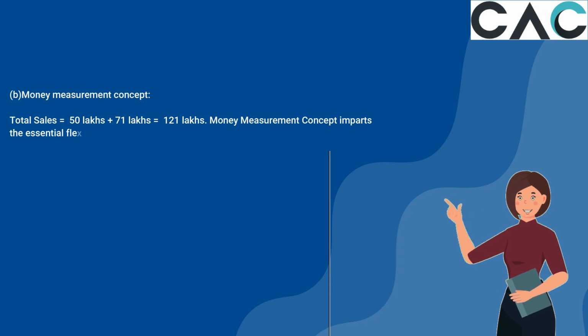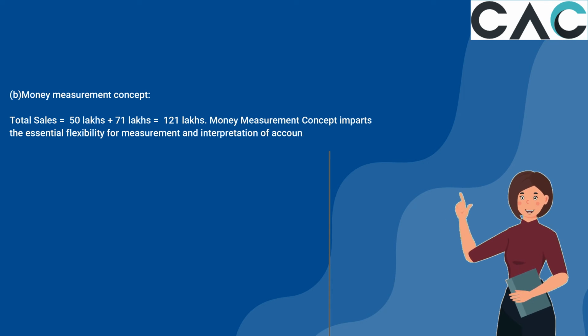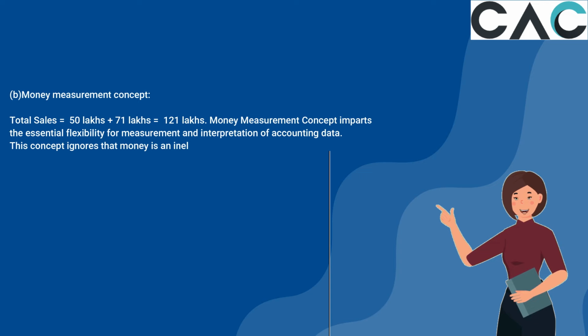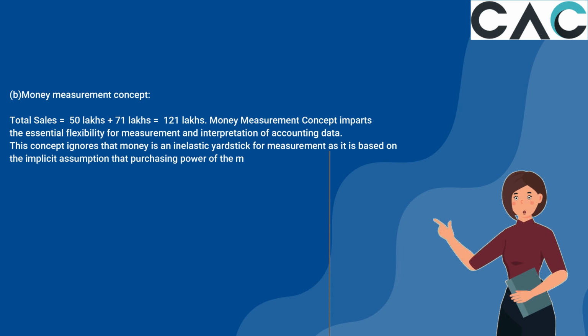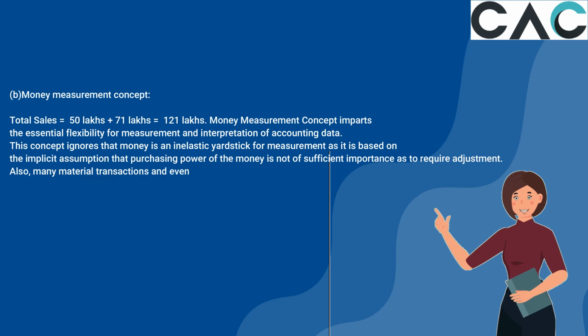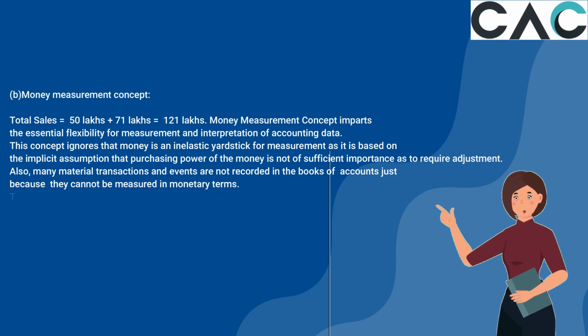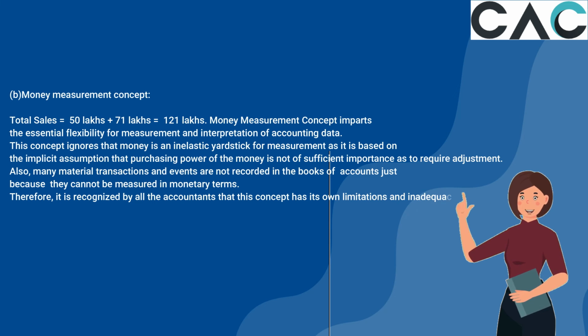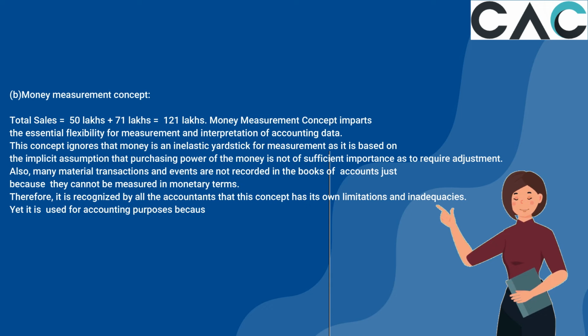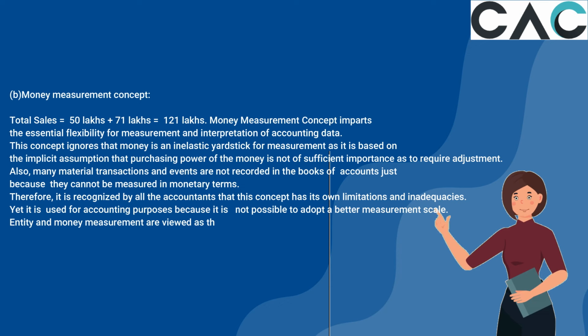Money measurement concept imparts the essential flexibility for measurement and interpretation of accounting data. This concept ignores that money is an inelastic yardstick for measurement, as it is based on the implicit assumption that the purchasing power of money is not of sufficient importance as to require adjustment. Also, many material transactions and events are not recorded in the books of accounts just because they cannot be measured in monetary terms. Therefore, it is recognized by all accountants that this concept has its own limitations and inadequacies. Yet it is used for accounting purposes because it is not possible to adopt a better measurement scale. Entity and money measurement are viewed as the basic concepts on which other procedural concepts hinge.